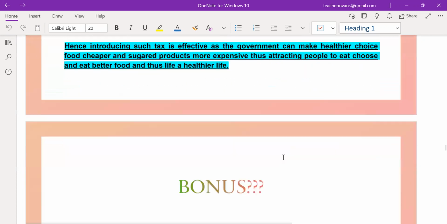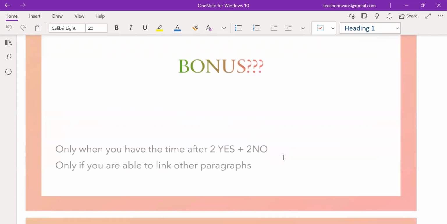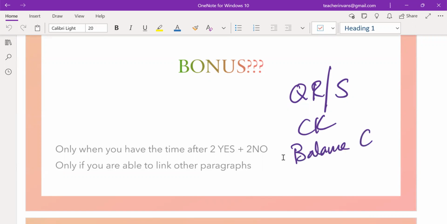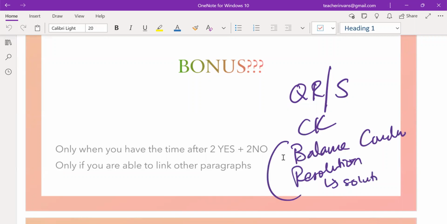Now, bonus. Remember, there are a few ways of doing bonus. Okay, in the previous video, I would have already mentioned: you question the reliability or sufficiency, whether there are limitations to the source, you look at contextual knowledge, and of course, you look at a balanced conclusion. If there's no balanced conclusion, then you come up with ways and methods for a resolution. A resolution, in basic terms, is: what is the solution?